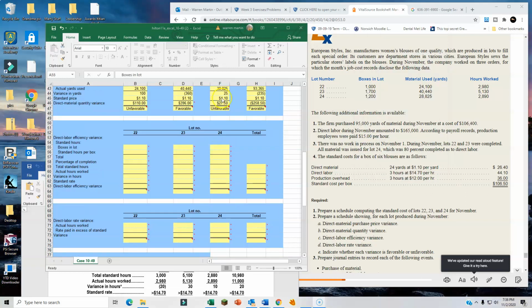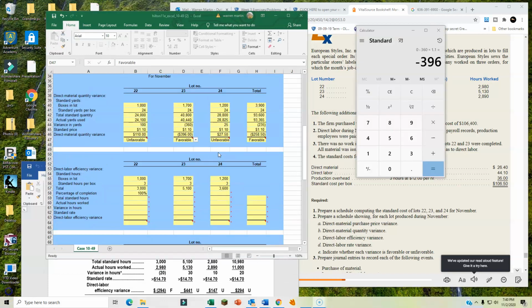All right, so this here, we fill the rest of this in, jump down here, we're going to do direct labor variance. Standard hours is the same as up at the top, right here, we got the 1,000, 1,700, 1,200 going across. And then standard hours per box, they give us that right here, it's 3, so you got the 3, and then of course you get your 3,000.